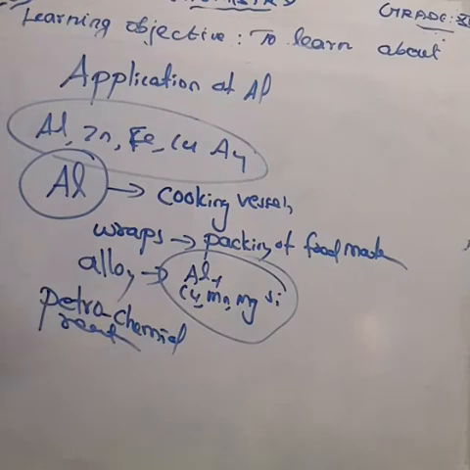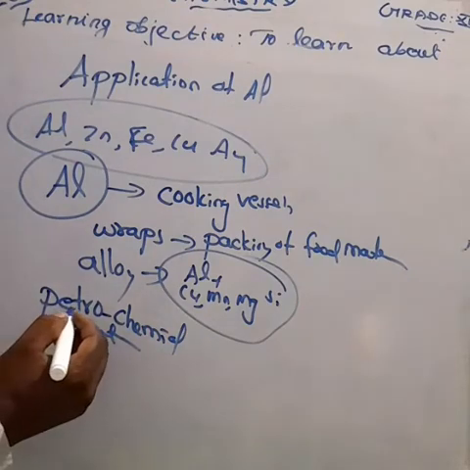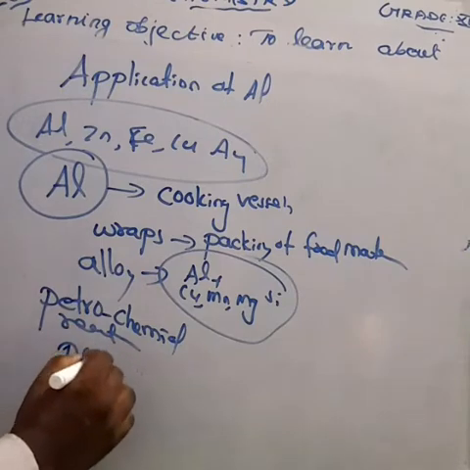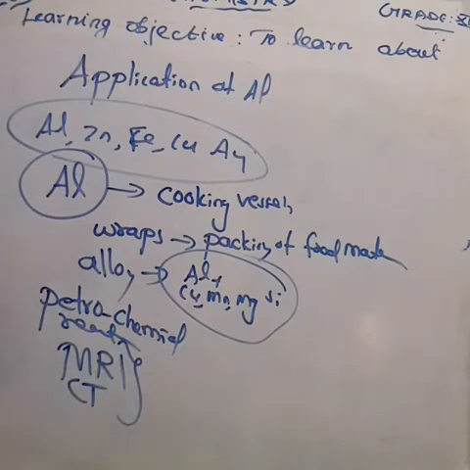What is about the medical equipments? Medical equipments means, you know, the MRI scan and the CT scan. These are all medical equipments. I mean, these are made up of aluminium. Okay.